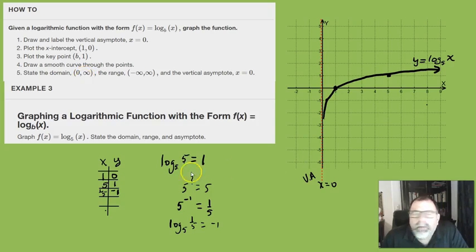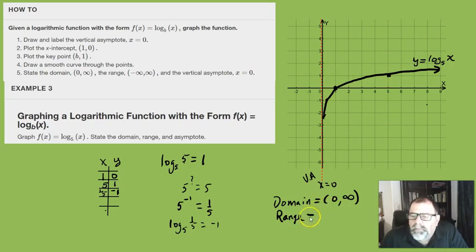State the domain. So the domain is 0 to infinity. And then the range. So again, there's an arrowhead here. It's getting closer and closer, but it's decreasing without bound as x gets close to 0.